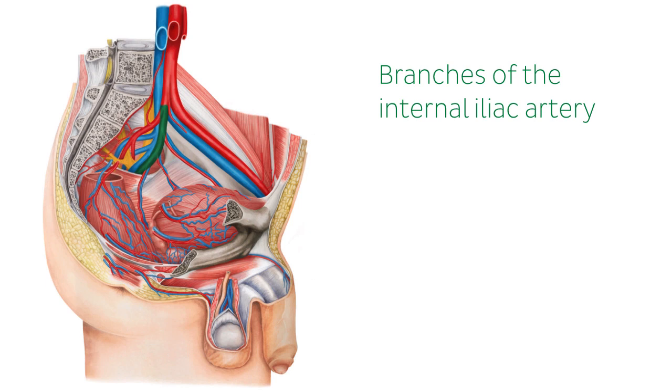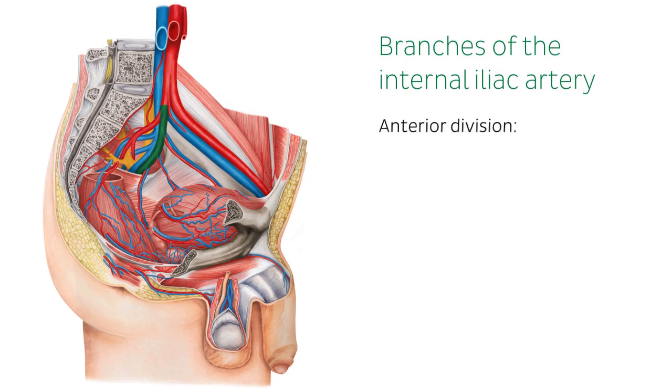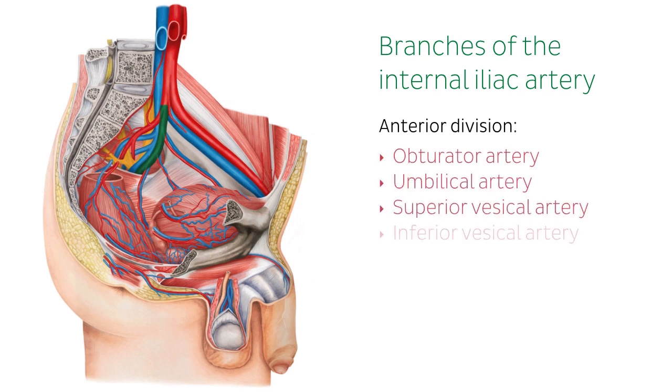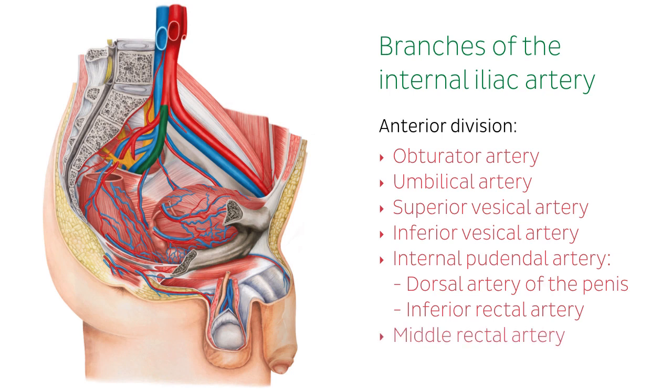The branches of the internal iliac artery in the male pelvis include a posterior division, which includes the following branches: the iliolumbar artery, the superior gluteal artery, the lateral sacral arteries, and then there is an anterior division, which has a bit more branches, which include then the obturator artery, the umbilical, the superior vesical, the inferior vesical, the internal pudendal artery, which then divides into the dorsal artery of the penis and the inferior rectal artery, and the middle rectal artery, and finally the inferior gluteal artery.